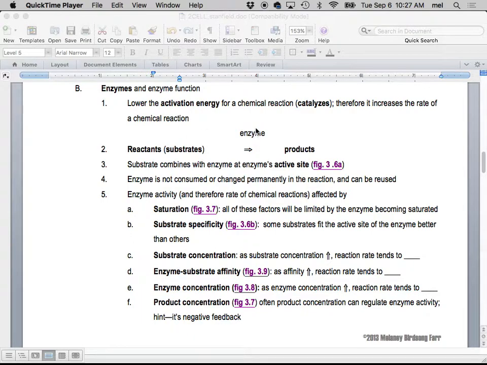So it does lower the activation energy, but what it does for a chemical reaction is make each chemical reaction statistically more likely, and therefore the product will build up more quickly. And so I'll show you how this works.